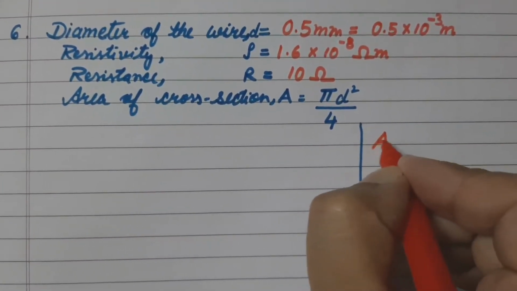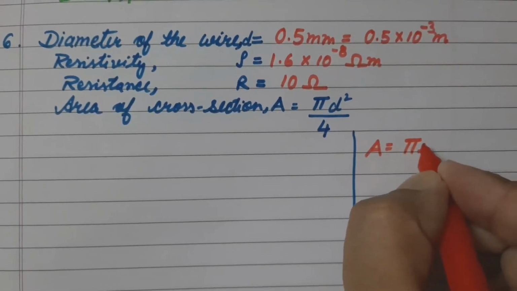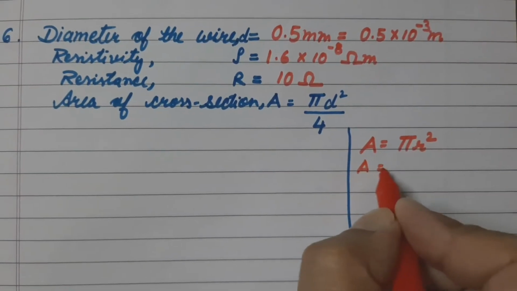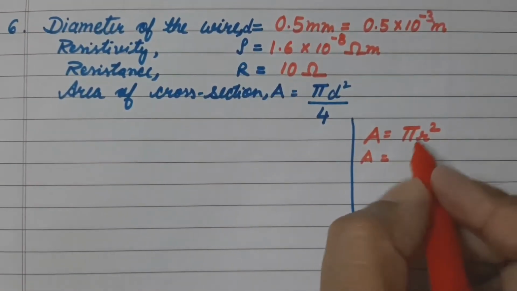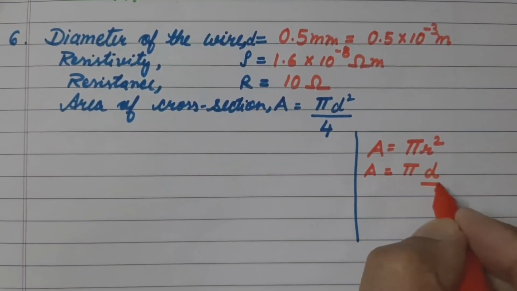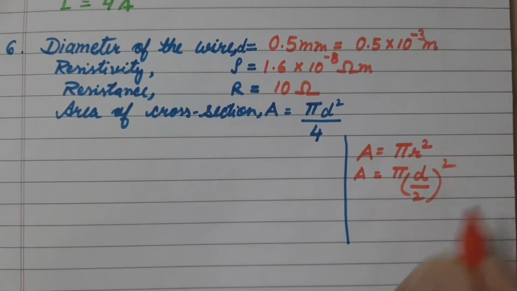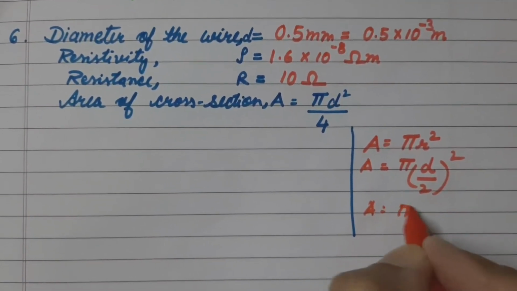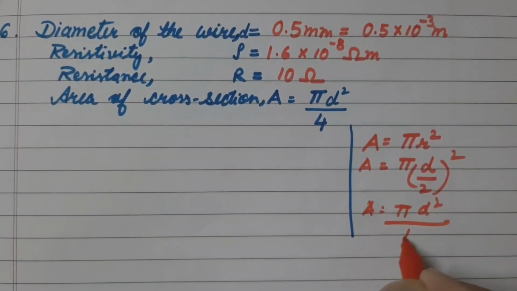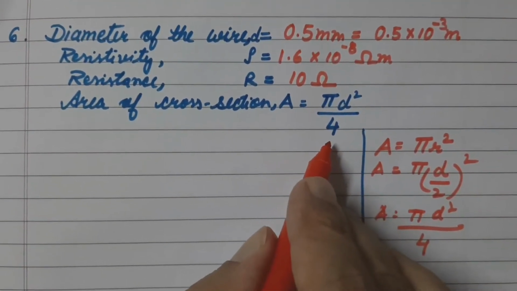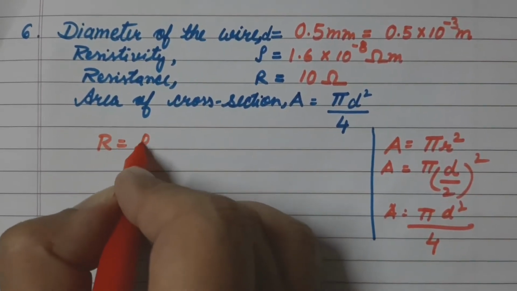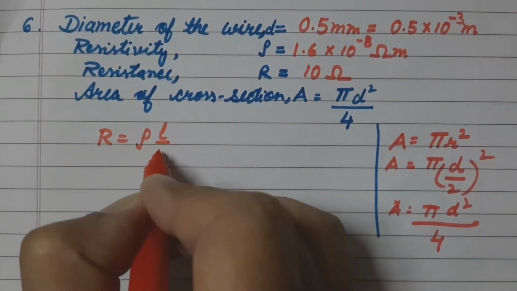As we know, A equals pi r square, and while diameter is given, we have to change this. r is d by 2, so pi times d by 2 square, which in turn becomes pi d square upon 4. That's why we have written it here. As we know, R is equal to rho L upon A.